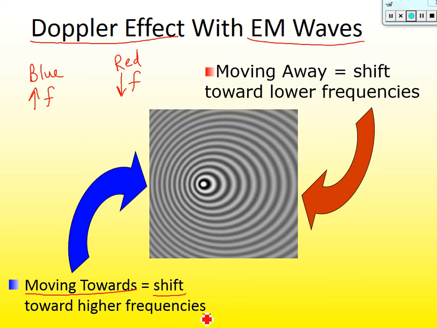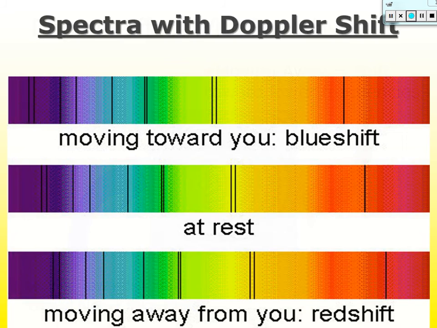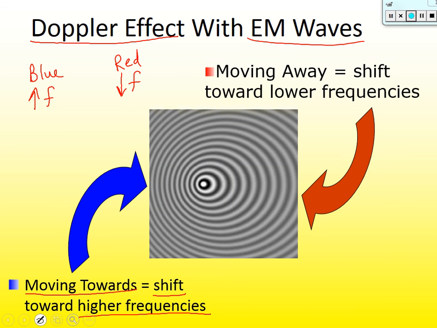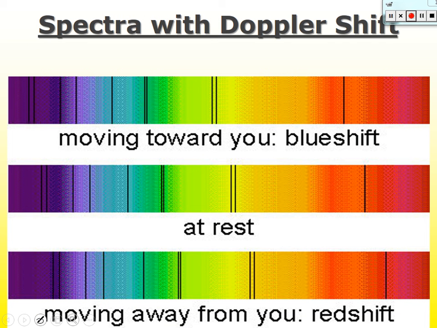It shifts toward a higher frequency. Now, if something is going away from us, we're going to say that it's red shifted. It's shifted toward the red color, which is a lower frequency. So it's moving away from us. Let me see if I can explain that.